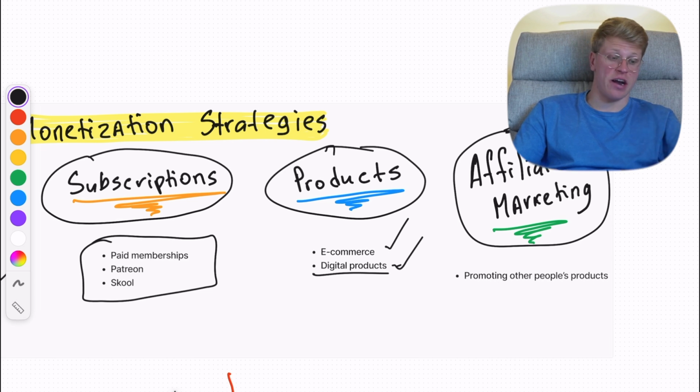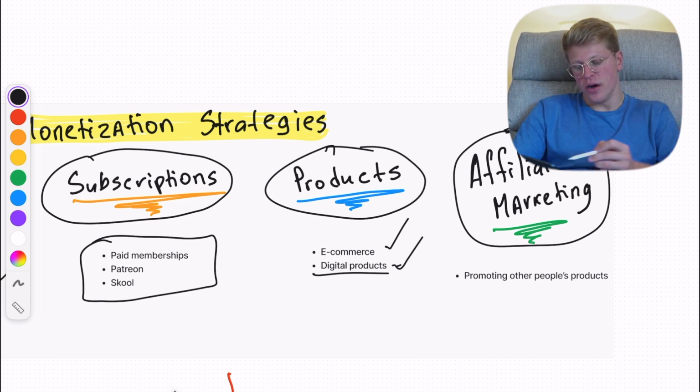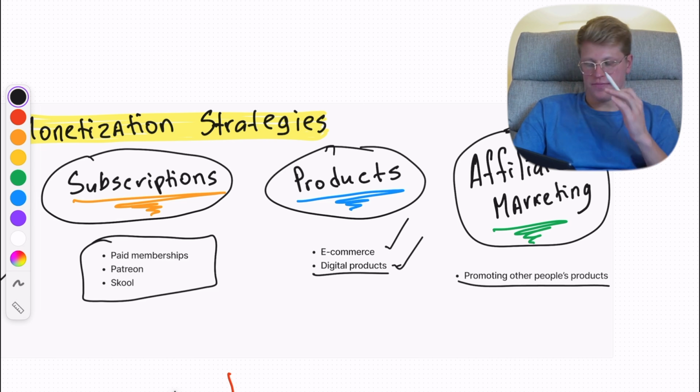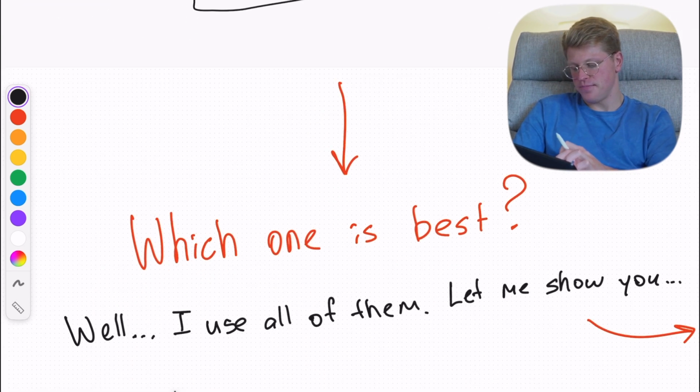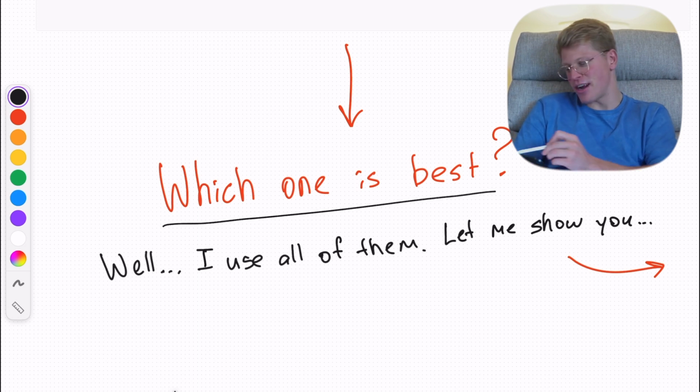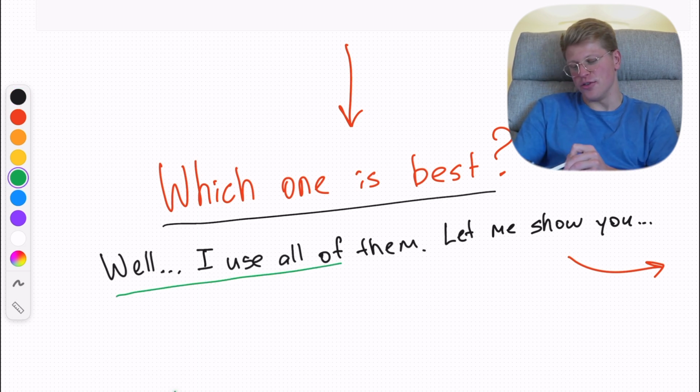And commissions vary. It depends on who you work with. Some of the commissions I get are like $100, $120, $150, sometimes even $175 for one sale, right? So promoting other people's products is one of the best ways, in my opinion, to do affiliate marketing. But you might be asking, all right, well, which one is the best? Right? Great question. Well, I use all of them.